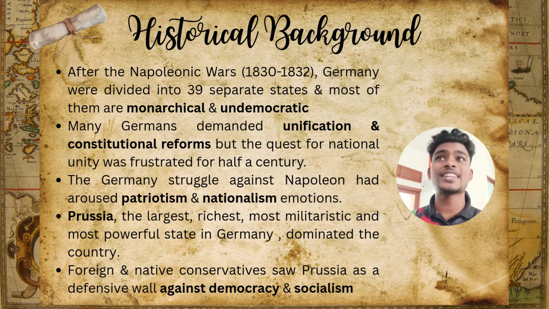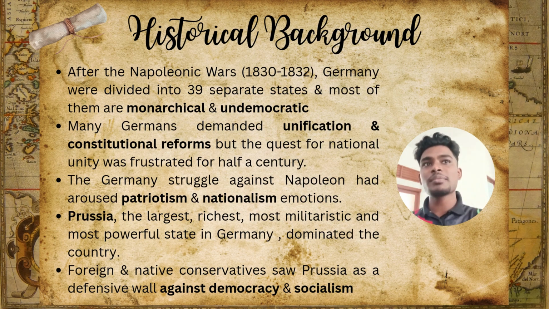To begin with, after the Napoleonic Wars, during 1830 until 1832, Germany was divided into 39 separate states, and most of them practiced a monarchical or undemocratic system. This caused many Germans to want unity and constitutional reform, but the request for that actually took place over around half a century.